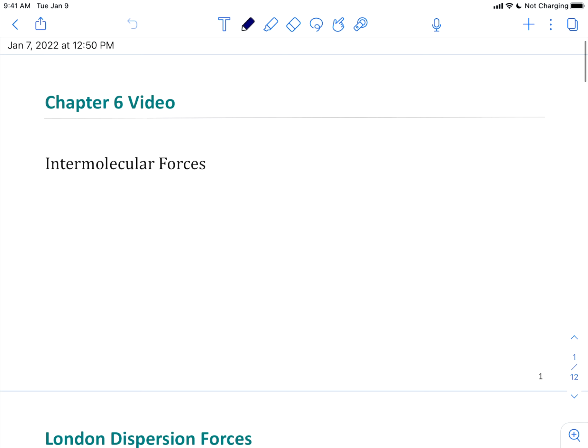So when we talk about intermolecular forces, that "inter" is the key, as opposed to "intra." Just like interstate highway or intrastate highway. Inter means between, intra means within.